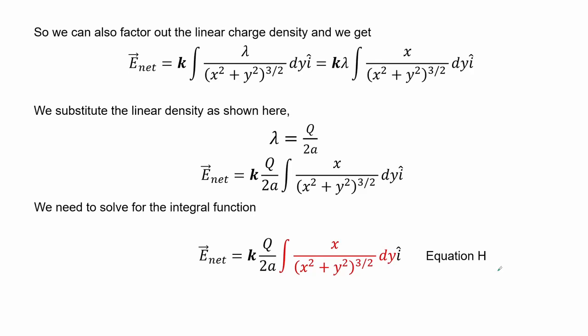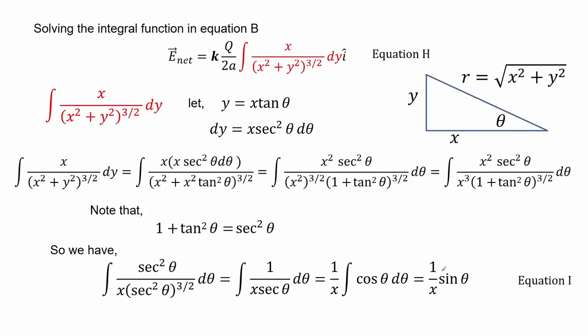We substitute the linear density as shown here, and finally we need to solve the integral factor in equation H. Note we retain the constant x, which we will use later in solving the integration. So we isolate the integral function of equation H. We let y be a function of tangent theta, and this in turn makes dy a function of x times the squared secant theta. So we continue to manipulate the function further, and we arrive at a much simplified integral as a function of secant as shown in equation I.